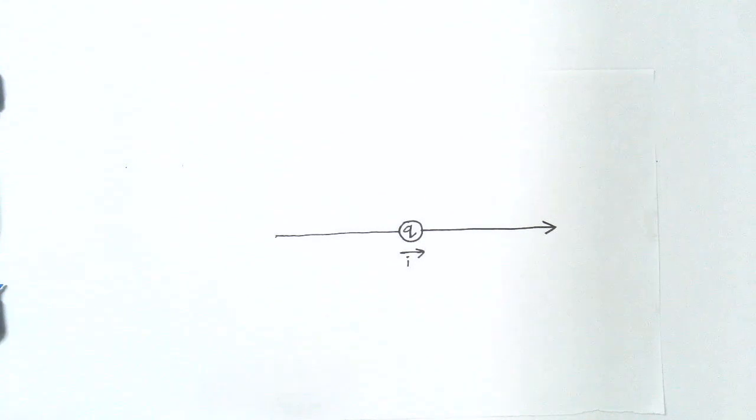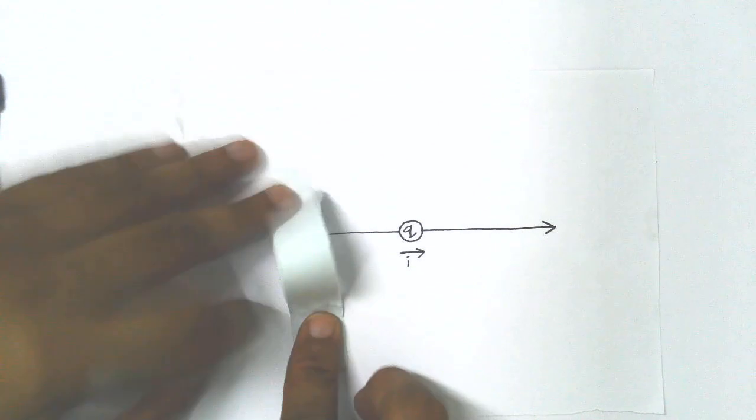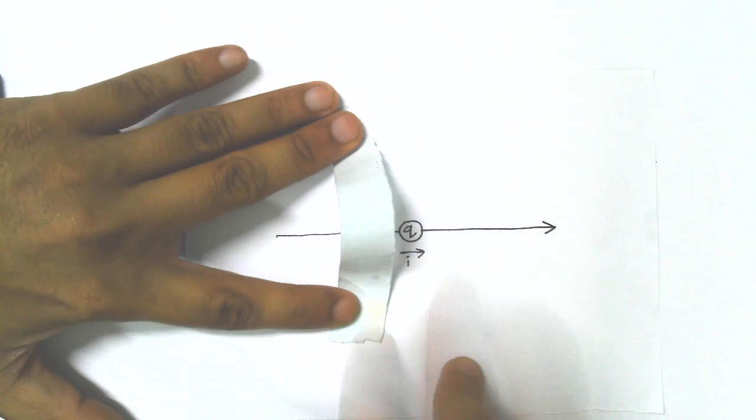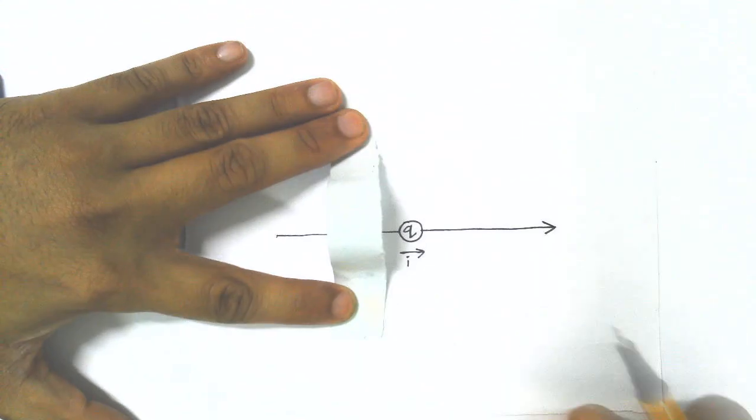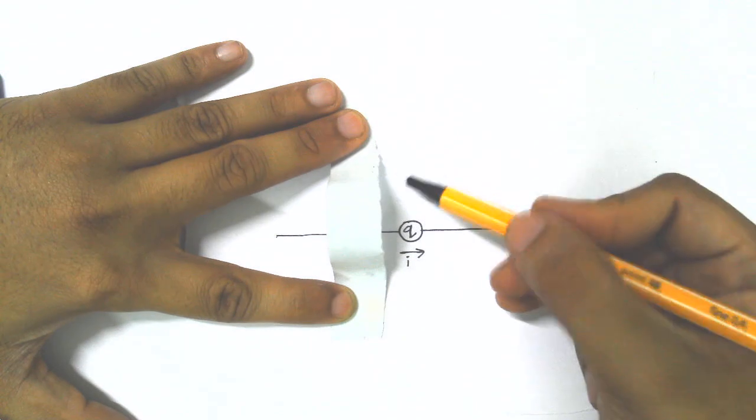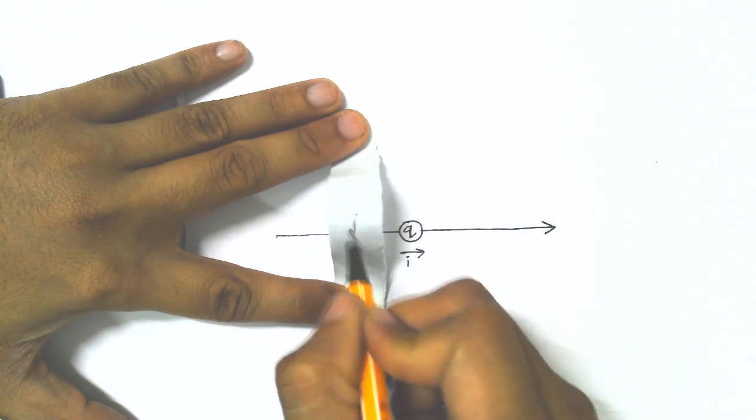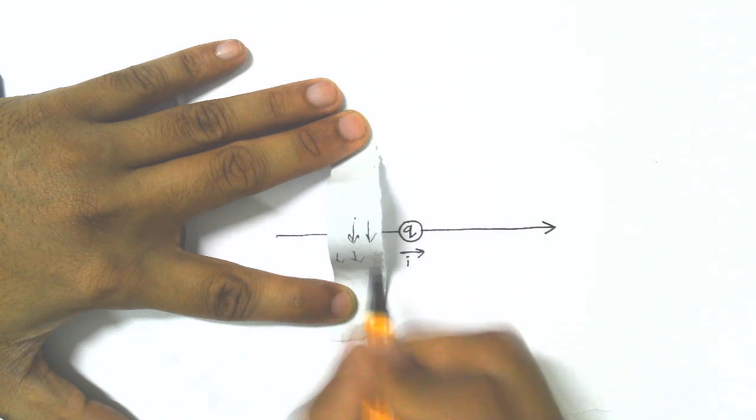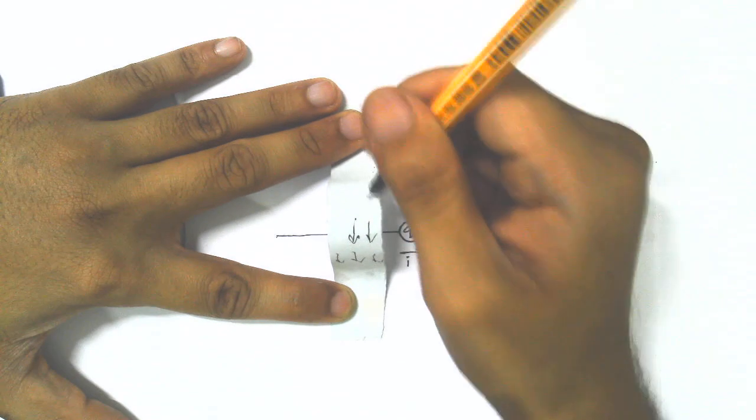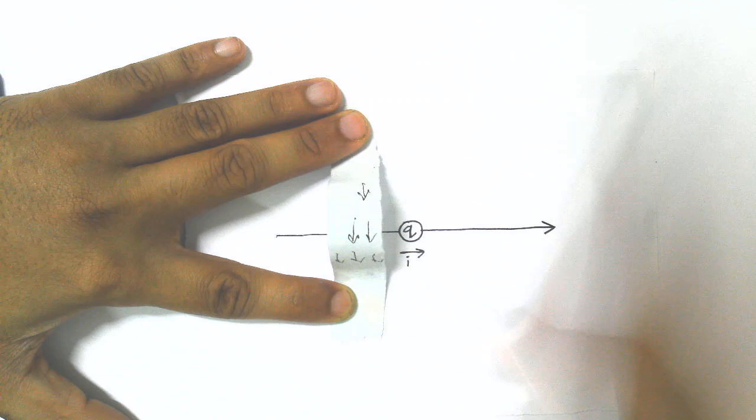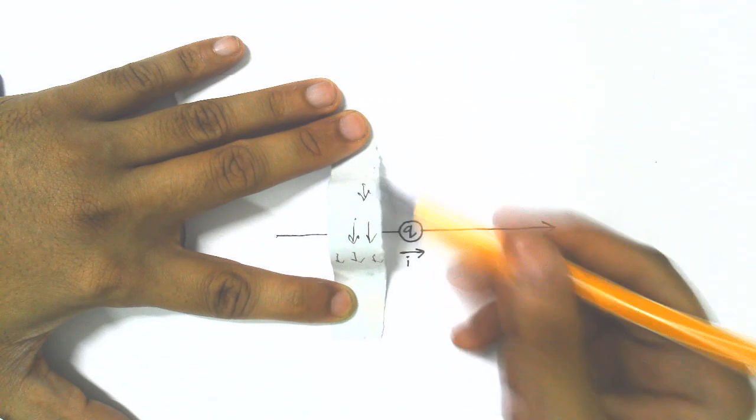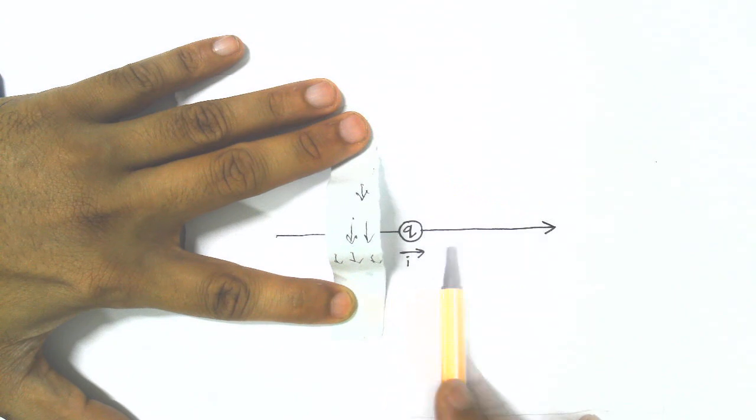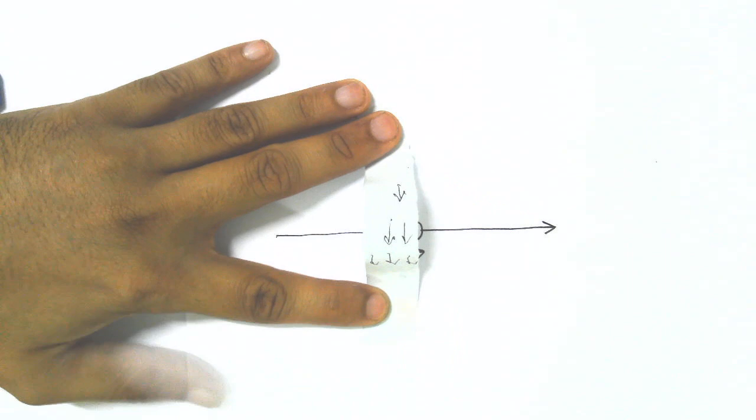So I can draw those magnetic field lines using this strip of paper here. Those magnetic fields will be circular, like this, like this, like this. Okay, so those magnetic field lines are circulating this line of motion, and they look like this.